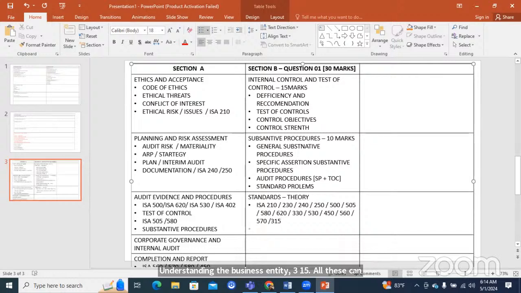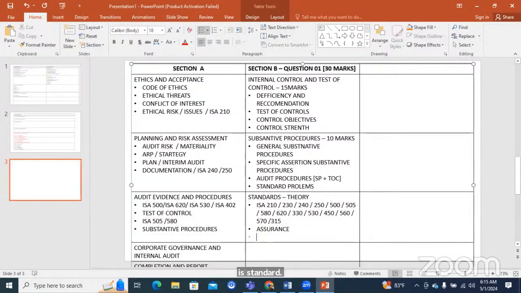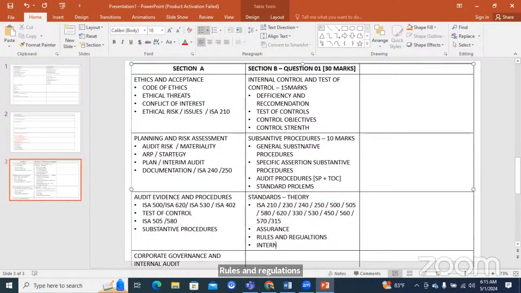One is standards. Another one is assurance, that you might study, assurance engagement. Even for Sri Lankan students, I teach this in chapter 1. We discussed it; I only covered assurance. After that I gave it to Zian. And rules and regulations. Internal audit, anything is possible. So this is for that 5 marks. This is one combination only. There's a high chance this combination will work.